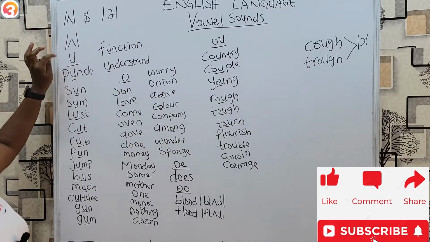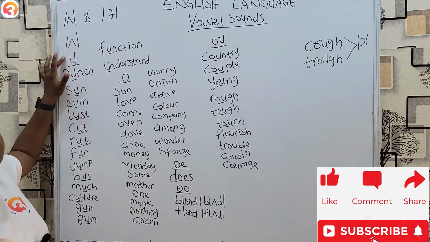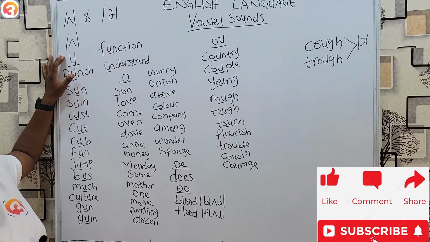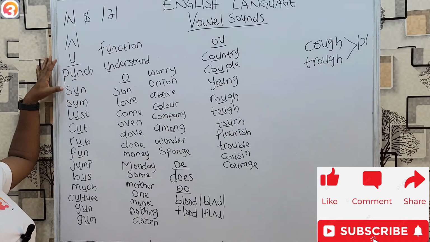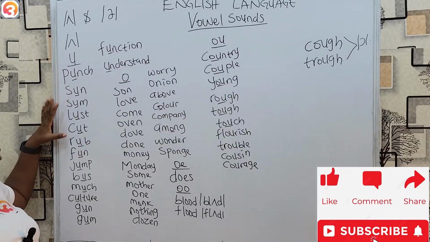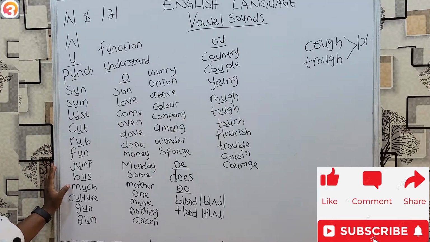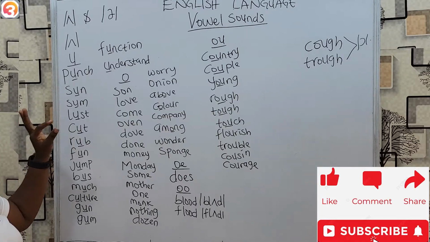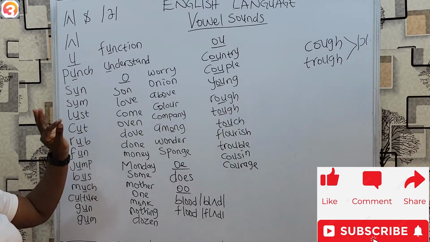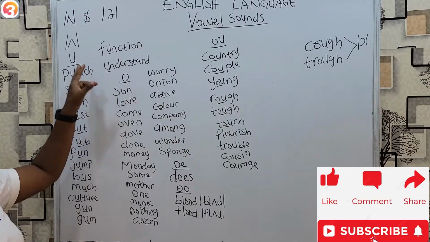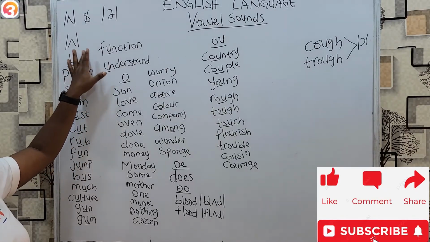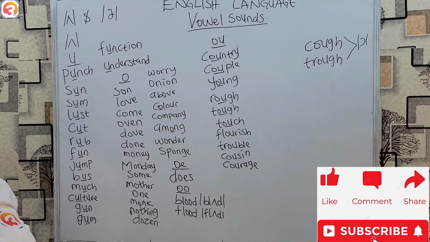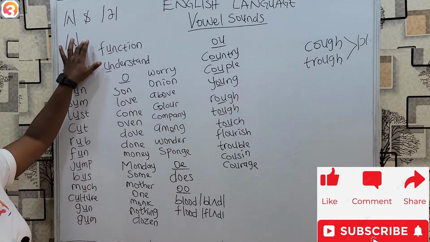And the major one is in letter U. Words that contain letter U that we've been pronouncing as O. For example, we call this punch, sun, some, lost, cut, rug, fun, jump, bus, much, culture, gun, gum. But the actual pronunciation is different. It is pronounced with the sharp ah. This is sun, not some. So let's note it. That will be a major way for us to get this sound. Majorly, the U that we pronounce as O falls under this sharp ah sound.